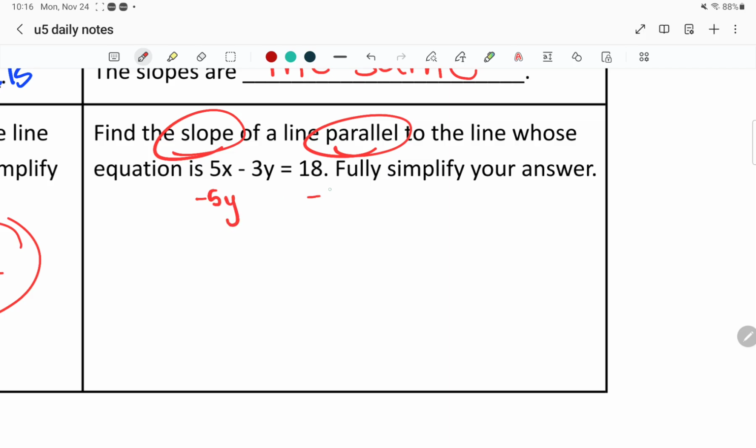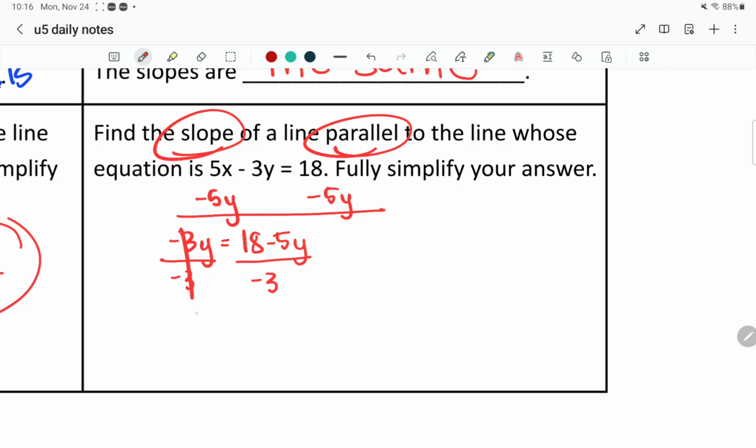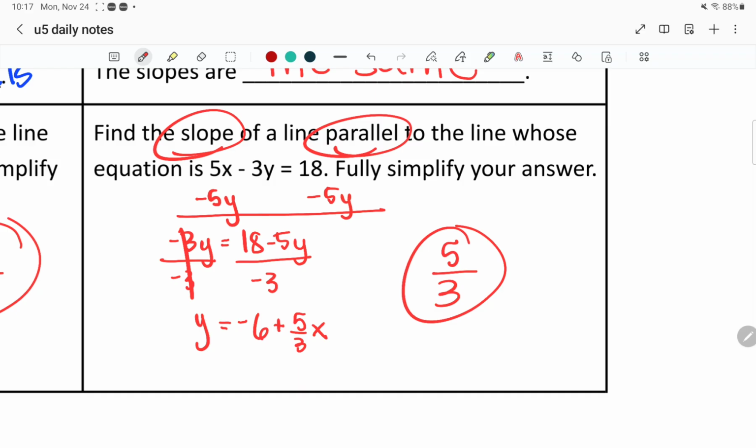I need to solve for y because I need to find my slope in this equation. Divide my x term, my y term, sorry. Y equals 18 divided by negative 3 is negative 6. Negative 5 divided by negative 3 is positive 5/3 x. My slope is always the one with my x. It's parallel, so I'm not going to change it this time. My slope is just 5/3. And then I put it in Delta Math and it's great.